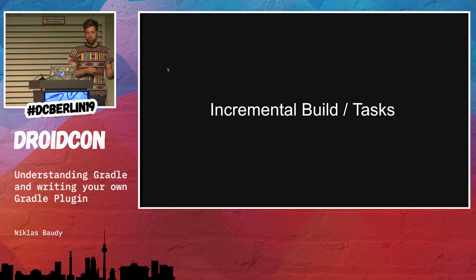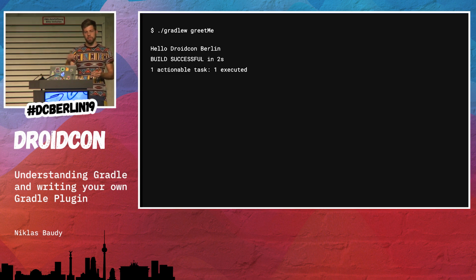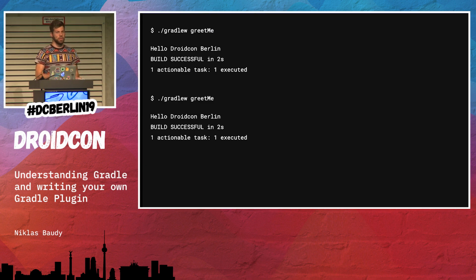Another part to increase the build time is by using incremental build and task. So let's go back to our create.me task. We can say ./gradlew create.me. It's going to execute it, and then we can execute it again, but nothing has changed. And ideally, we wouldn't be printing out and creating you again.